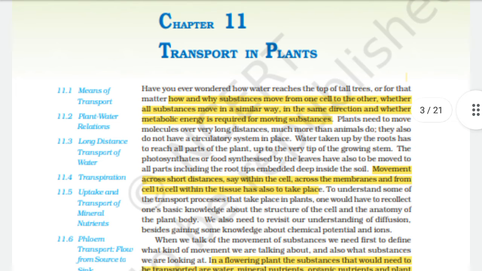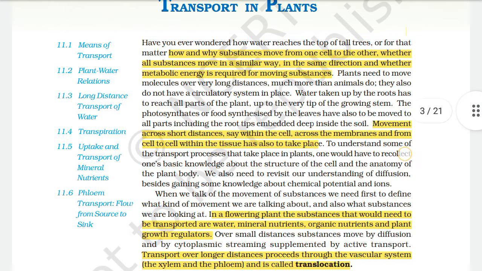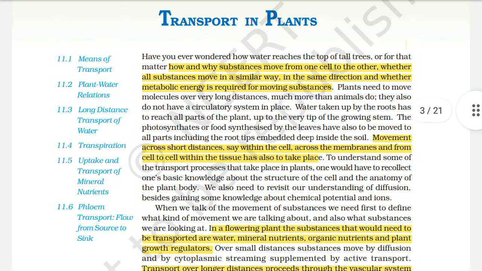In this chapter, there are basically four important topics. The very first is the intro given here in the first page. Next, the means of short distance transport. Next, plant water relations. After that, the long distance transport of water. And the last, the long distance transport of food, that is translocation of food. So, this topic we will be dealing with.